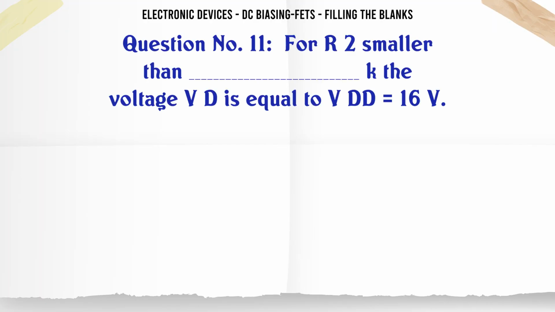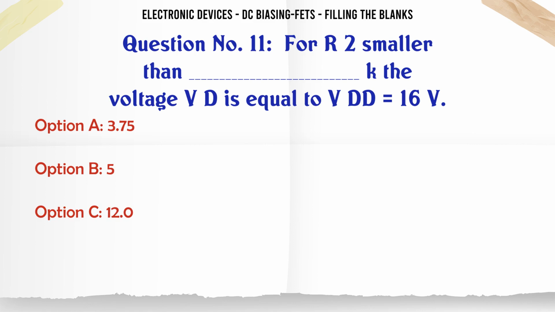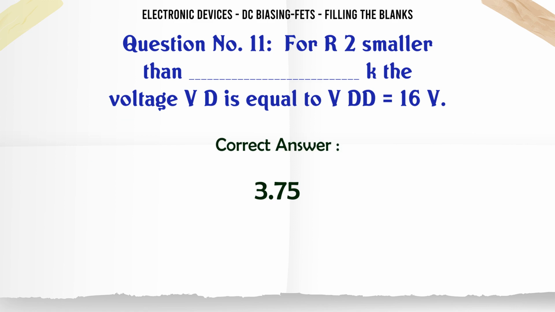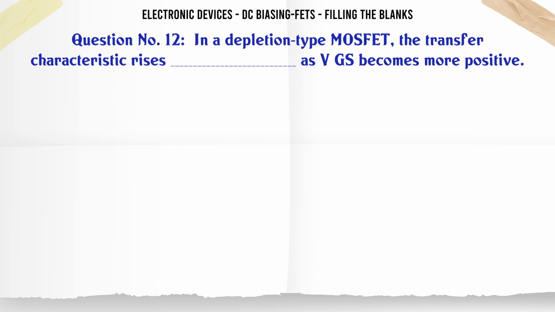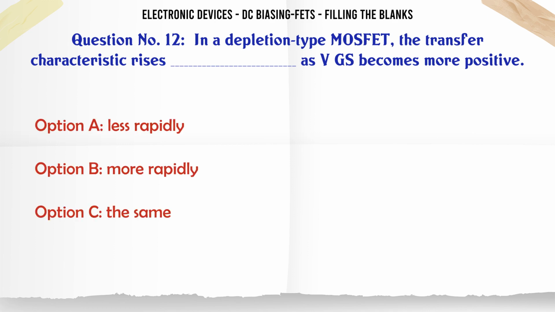For R2 smaller than RD, the voltage VD is equal to, with VDD = 16V, A. 3.75. B. 5. C. 12.0. D. 24. The correct answer is 3.75.